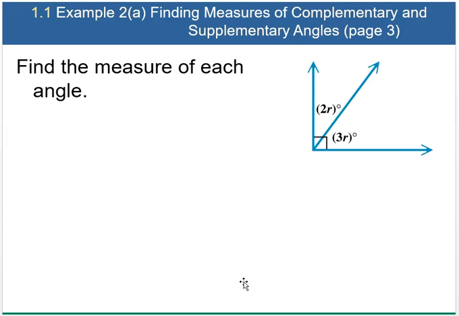Now for this next one, it asks us to find the measure of each angle. So here's the figure that we are looking at. We want to find the angle measurement for this angle and for this angle here. But first we must find what r is equal to. Notice that these angles will add up to 90 degrees, so they are complementary.